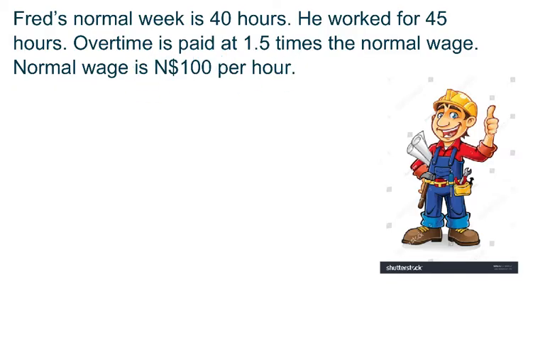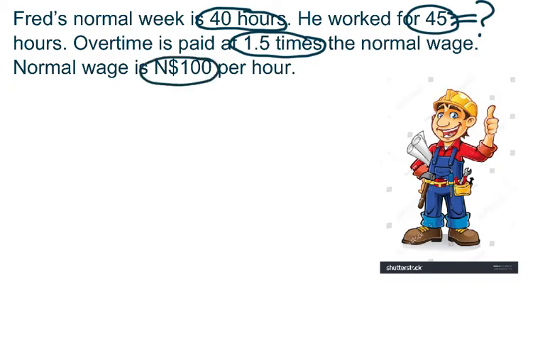So let's start to take out or identify the important information. So first I would say the normal week is 40 hours and he worked for 45 hours. So now I can identify that he worked 5 hours in overtime because it is 45 less 40 hours. So he worked 5 hours in overtime. Then we will look at the overtime is paid at 1.5 times the normal wage, and the normal wage is $100 per hour. So let's make a note of the important information. I would start to say he worked 5 hours overtime.